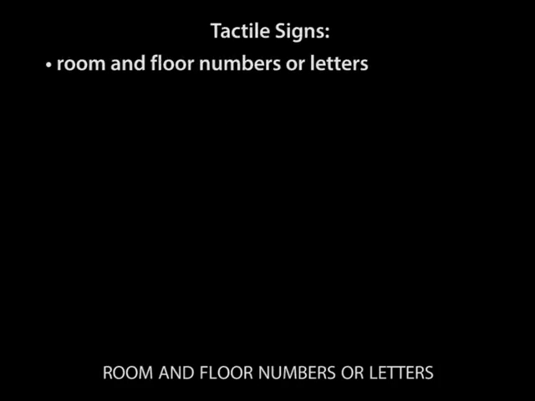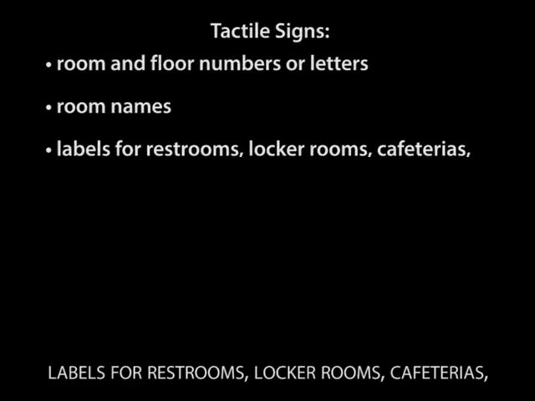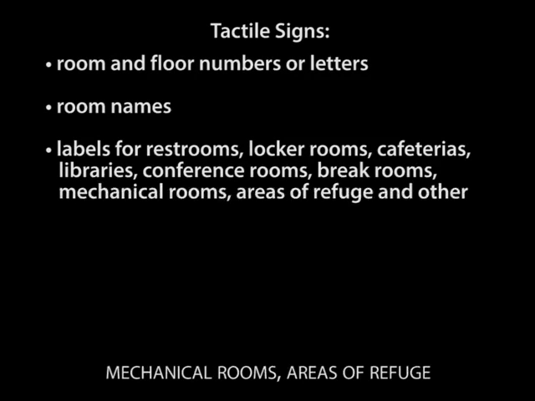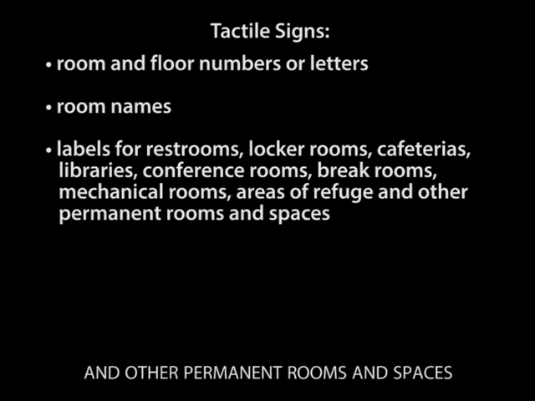Some signs must be tactile and have both raised characters and braille in addition to being visually accessible. These requirements apply to signs that identify permanent rooms and spaces, meaning those whose function and thus designation is not likely to change over time or without significant alteration. Examples include room and floor numbers or letters, room names, labels for restrooms, locker rooms, cafeterias, libraries, conference rooms, break rooms, mechanical rooms, areas of refuge, and other permanent rooms and spaces.